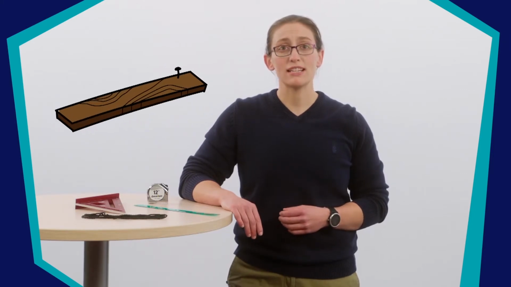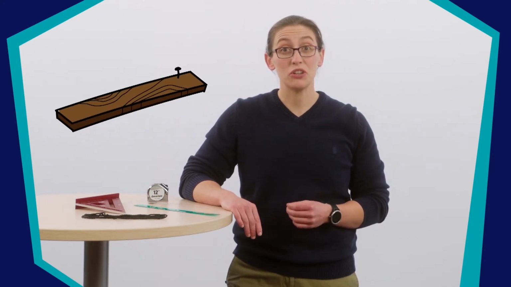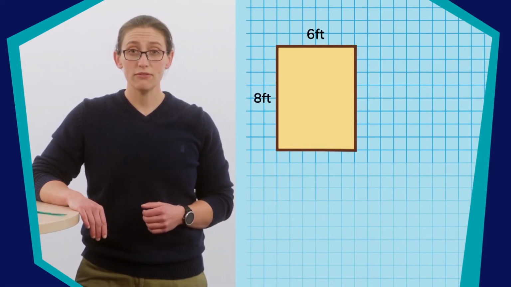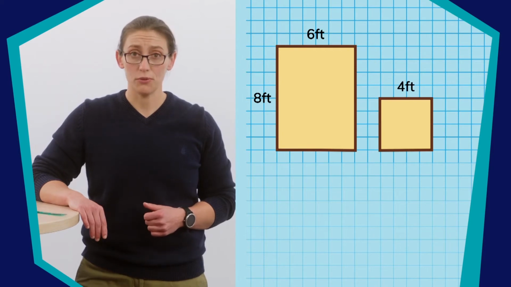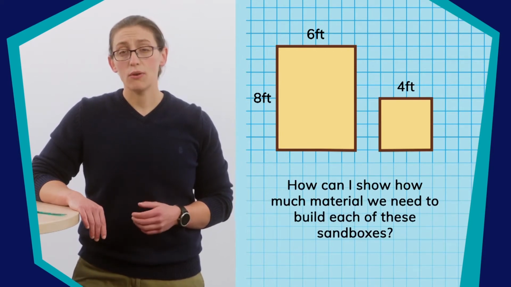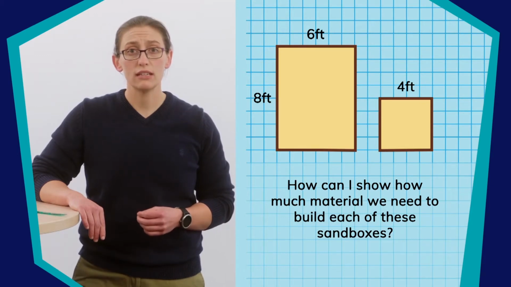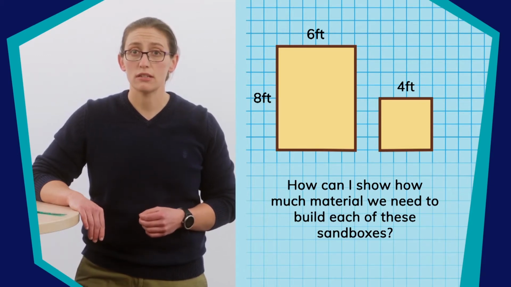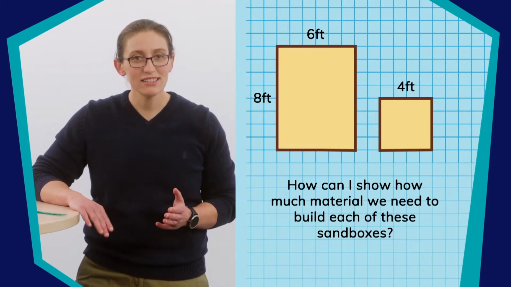I thought about using some wooden boards because I think they would be a good place to go around the outside of the sandbox. From my plan here, we've got two separate sandboxes. One is 6 foot by 8 foot, and the other is a 4 foot square. The question here is, how can I show how much material we will need to build each of these sandboxes? Do you have any ideas?